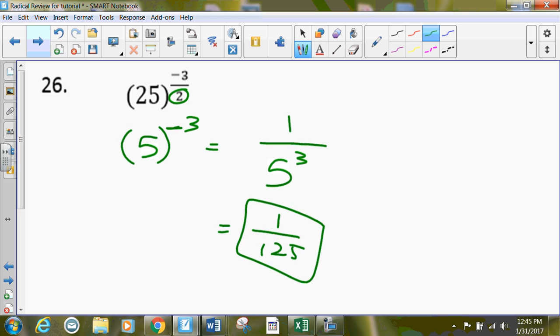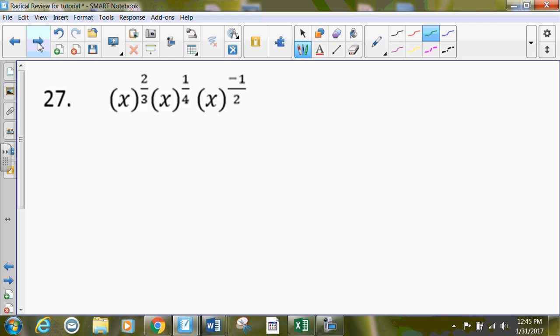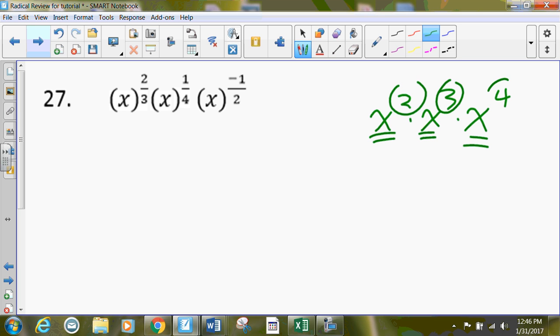I think we're getting closer to the end. Oh my goodness, all these fractional exponents. So let's remind ourselves, when we multiply the same base with powers, we add the powers. In this case, it would be what? 5 plus 4, that would be 9. It would be x to the 9th power.